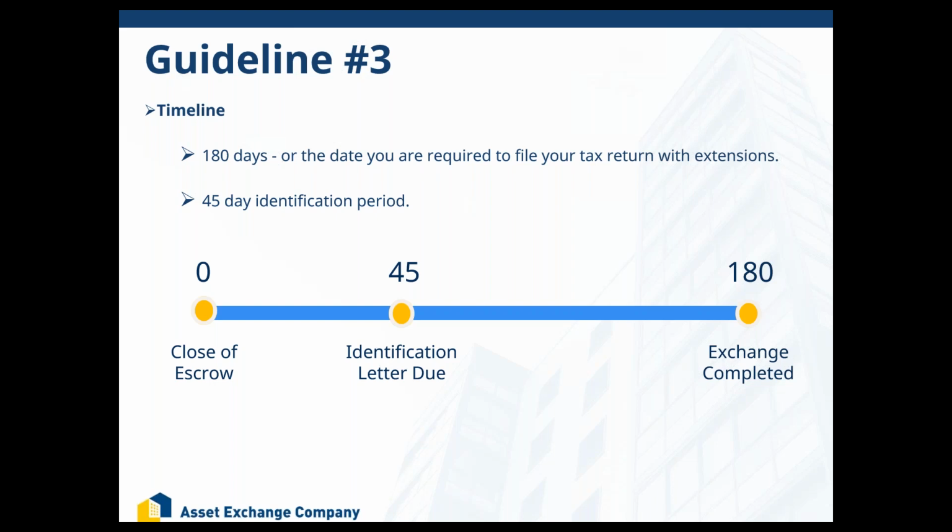You have to purchase your replacement property by day 180 after you close. And in the first 45 days, you have to identify any potential property or properties that you want to purchase. So keep that in mind, the 45 days and the 180, all right?